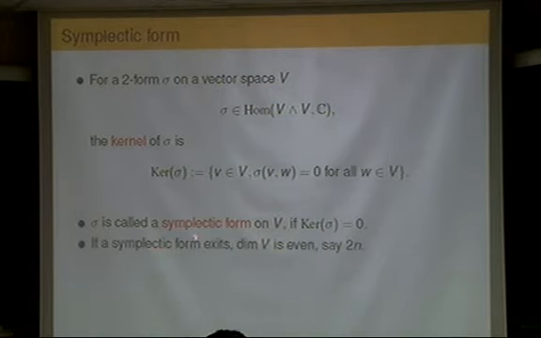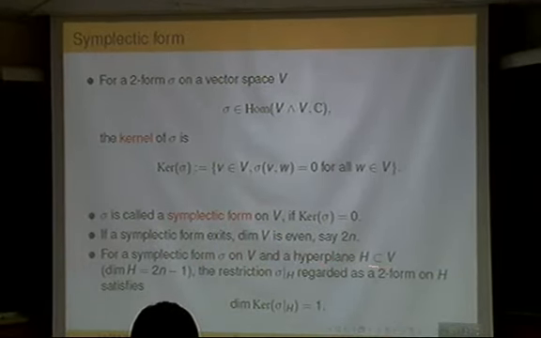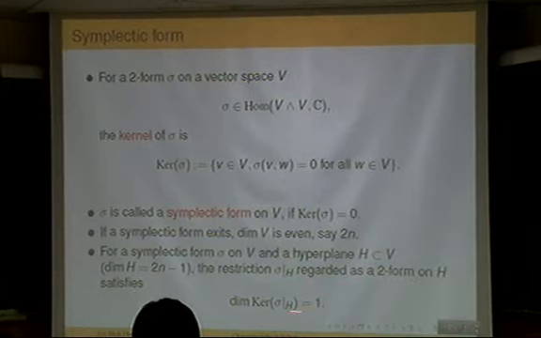It is easy to see that if a vector space has a symplectic form, then it must have even dimension. Now, suppose you are given a symplectic form. Let's choose a hyperplane, of dimension 2n minus 1. Then if you restrict the symplectic form to this hyperplane, the kernel is exactly of dimension 1. This is easy to see. Maybe this is what you learned in undergraduate algebra. Because it's non-degenerate, it's exactly dimension 1 for any hyperplane.